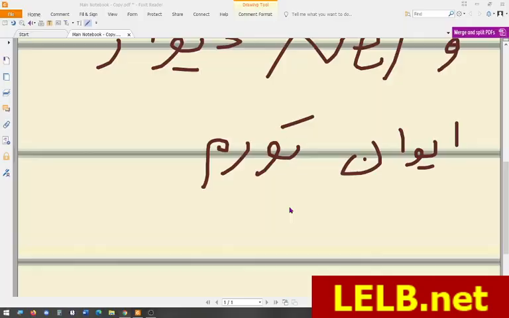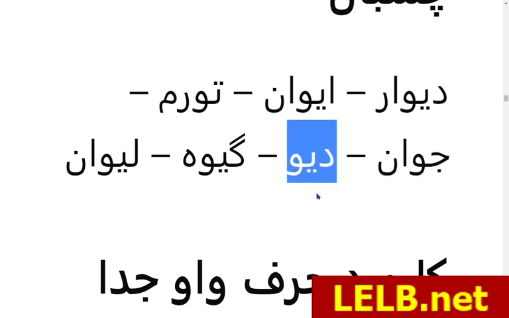So the rest. Javan. Javan: jim, vav, alef, nun, means young. And div. Next word. Actually, in these examples, V is just attached to the previous or following letters. Div: dal, ye, vav, means demon. Okay.